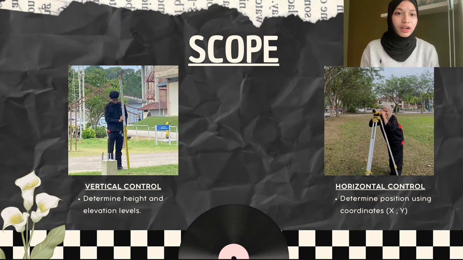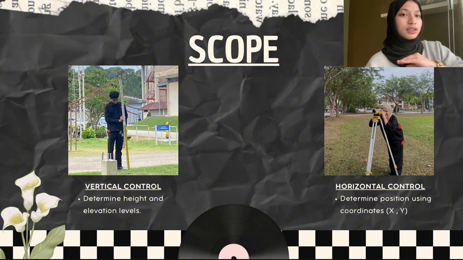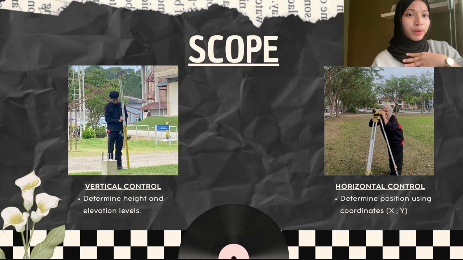Next is vertical control. Vertical control is to determine the height and elevation level. For example, we need to ensure that the floor level is at the correct height. It is important to prevent flooding and also uneven structures.